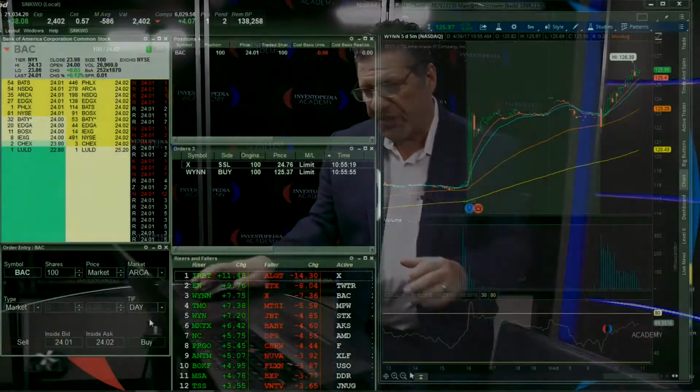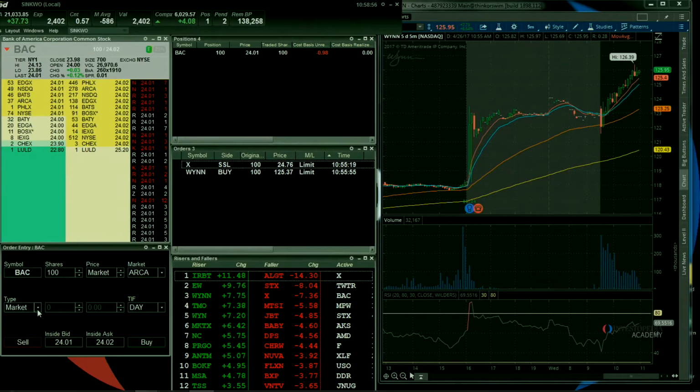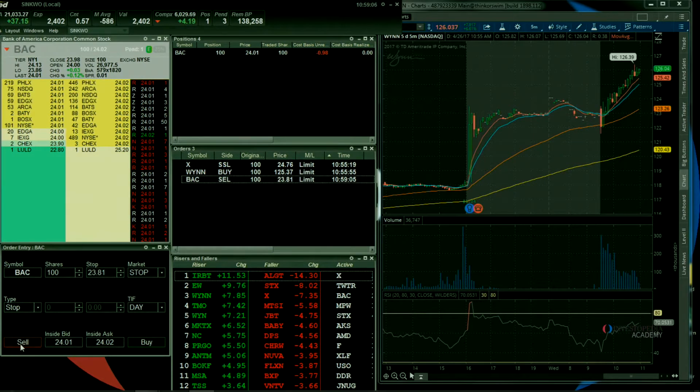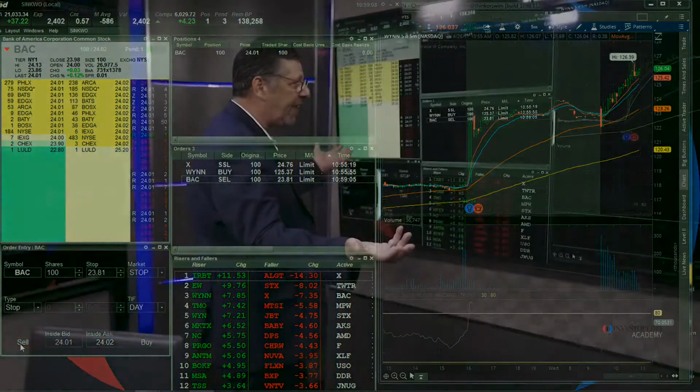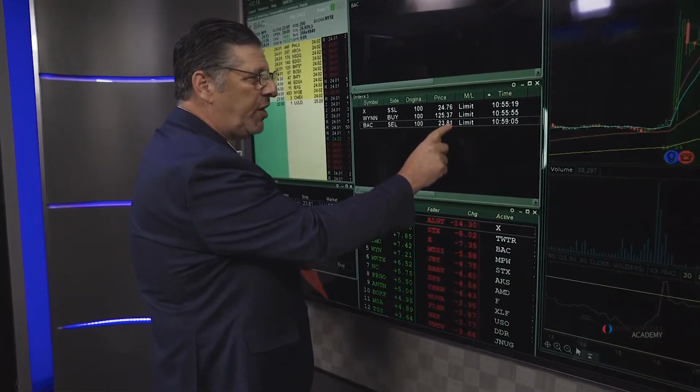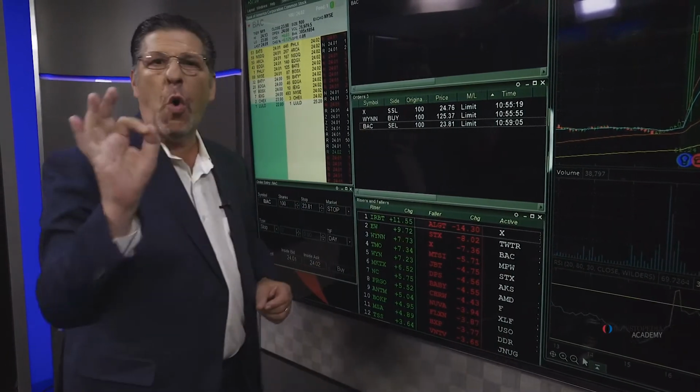So let's say in a $24 stock, I only want to lose 20 cents on this trade. Very simple. We go down here, market type stop. I'll put in a price of $23.81. I will put in my stop order. Here it is. Beautiful. We're protected. If this stock goes to $23.81, it is automatically going to knock me out of that trade.